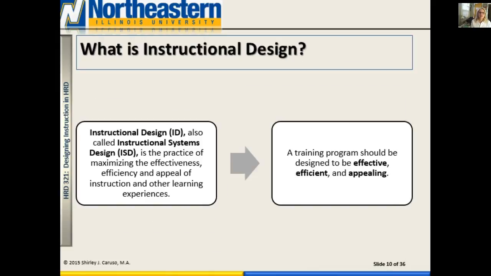So then, what is instructional design? On the left, we have a formal definition. Instructional design, abbreviated ID, also called instructional systems design, abbreviated ISD, is the practice of maximizing the effectiveness, efficiency, and appeal of instruction and other learning experiences.